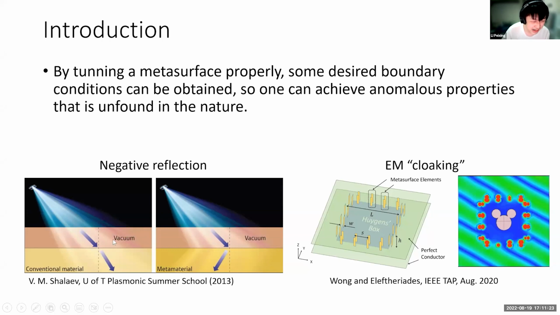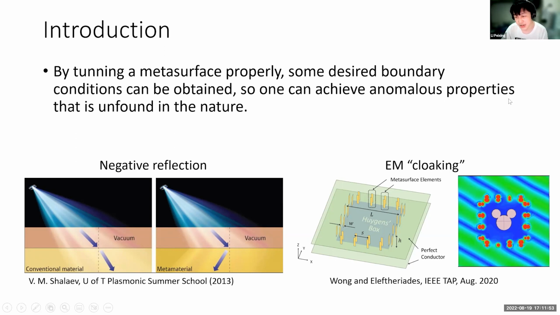In nature, the light will be refracted towards the other side of the normal line of the interface between two materials. But by using a metasurface or metamaterial, one can bend the light to the same side of the normal line, so you can see the light turn to another direction, which you cannot find in nature.